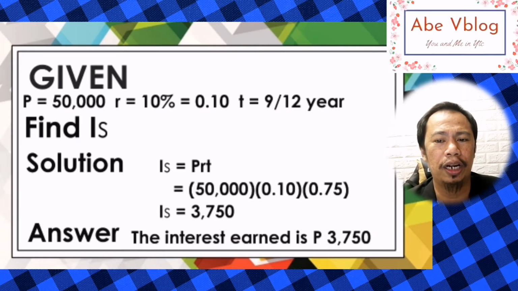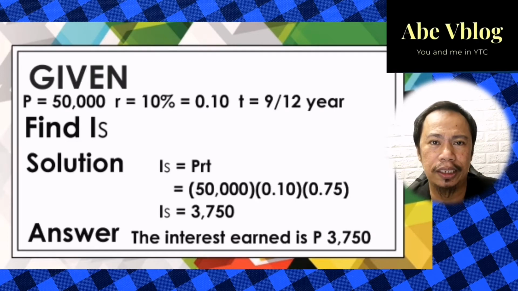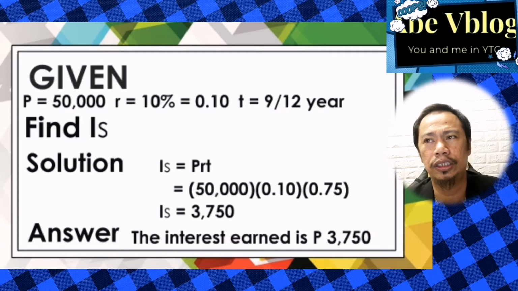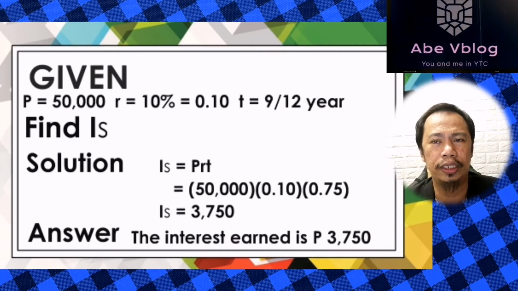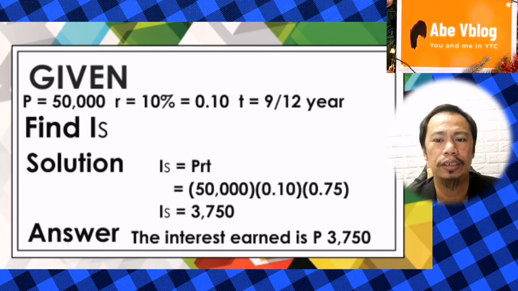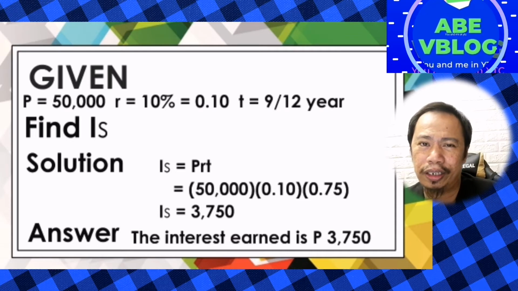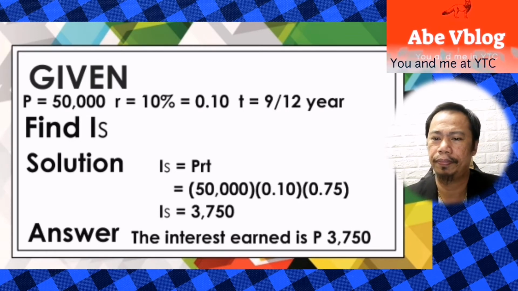So this is bigger as compared to the previous problem. This is because the interest rate is greater. 0.25% is smaller than 10%, so that's why this is bigger. The result here is bigger as compared to the first one.